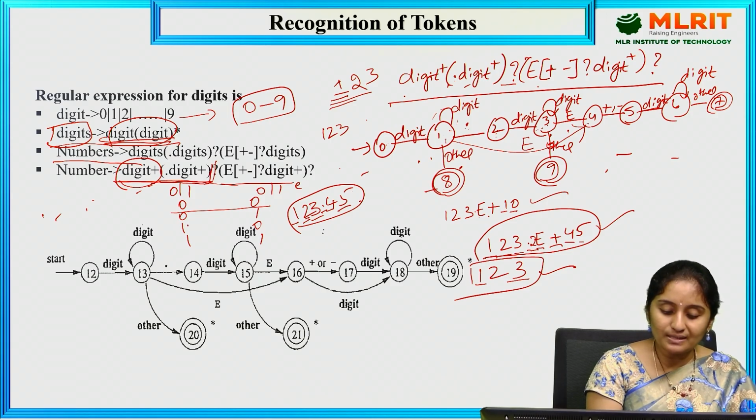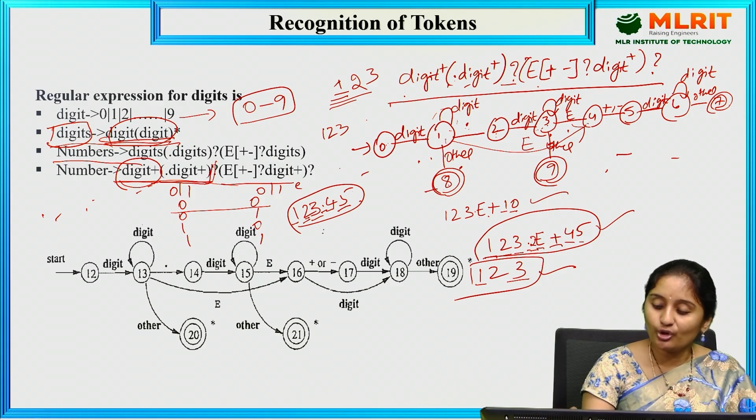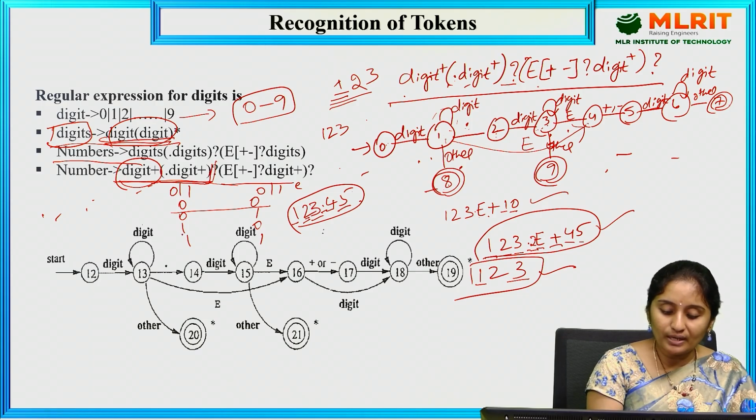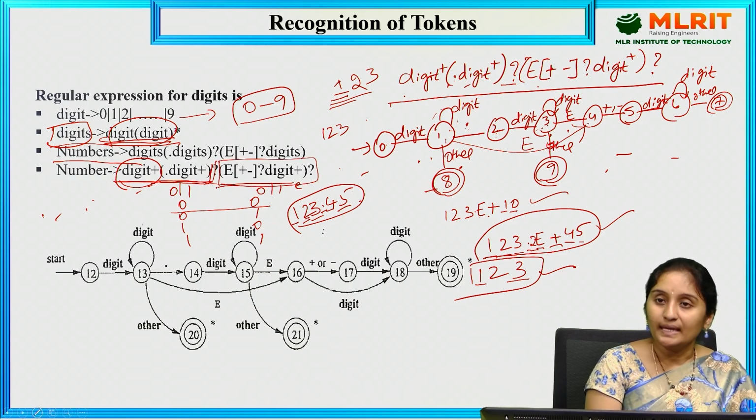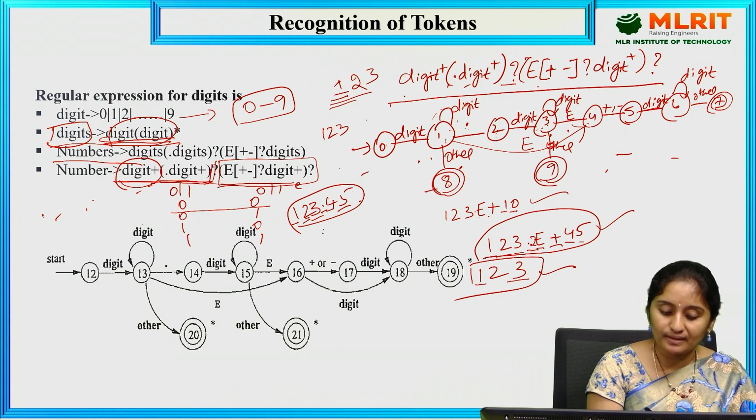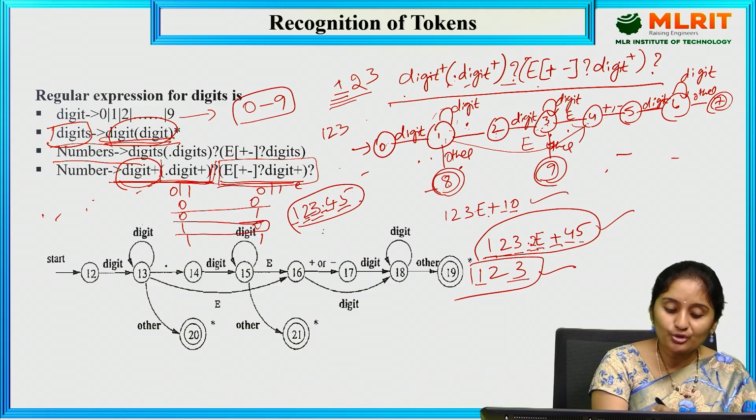So the next one is 0, 1. 0, 1 means it should not read this floating point value directly; it should read these values. So the next one is 1, 0. 1, 0 means what I need to read here; the E plus minus digit should not be considered. So what I get here is 123.45. The next one, 0, 1, means I should not read this point; I need to read 123 E plus.